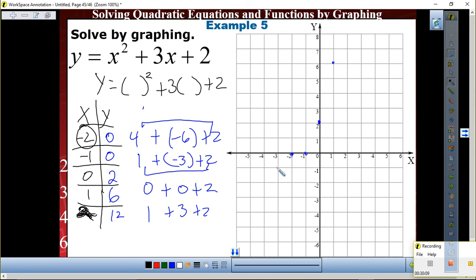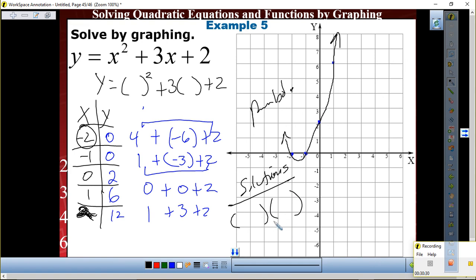Going from left to right, look up, down, back up, parabola, and solutions, Nate. Negative 1, 0. Okay. So let's answer the question in your summary so that we can finish.